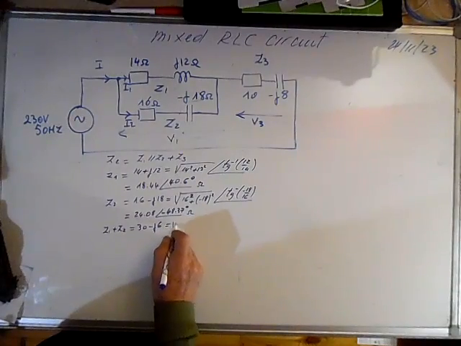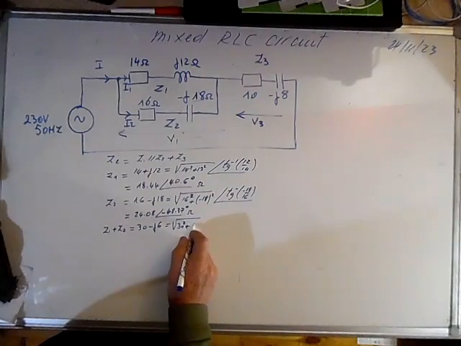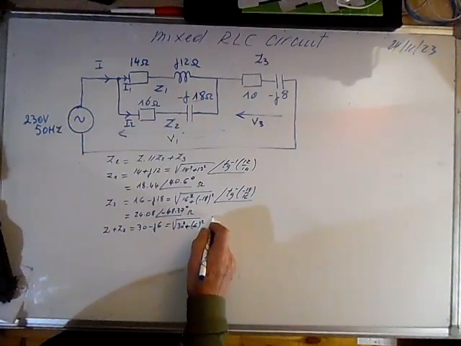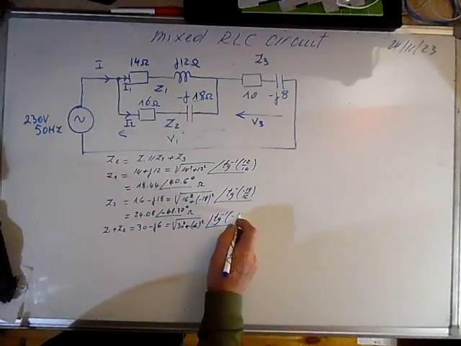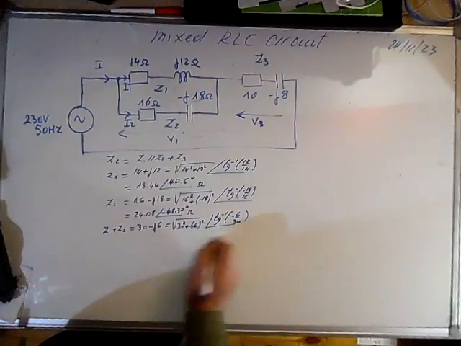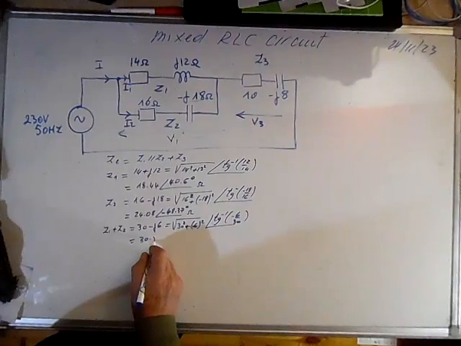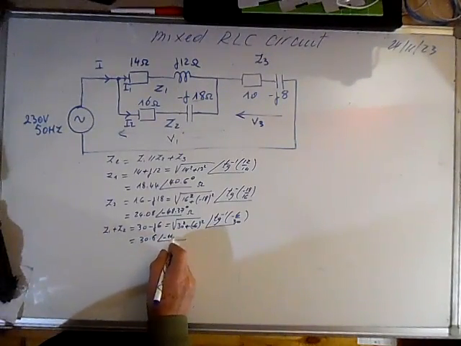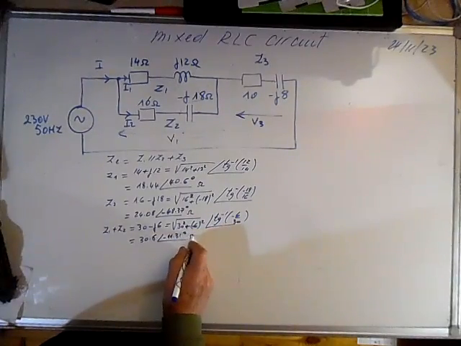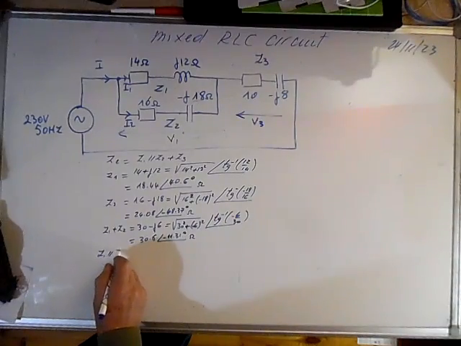Now we can calculate Z1 plus Z2, which is equal to 30 minus j6, and in polar form it's the square root of 30 squared plus 6 squared, and the argument is the arctangent of minus 6 over 30. That will give us a value of 30.6 and argument minus 11.31 degrees, in ohms.